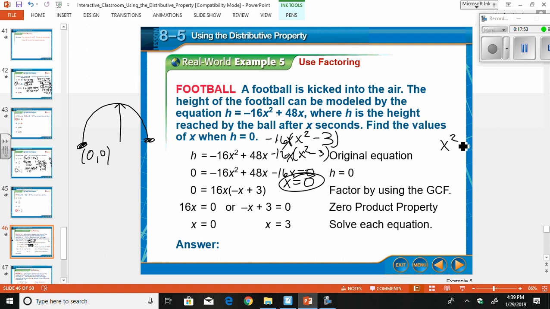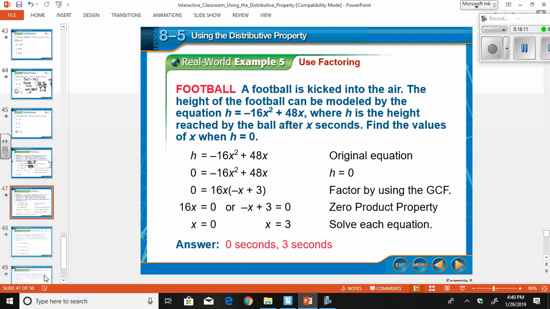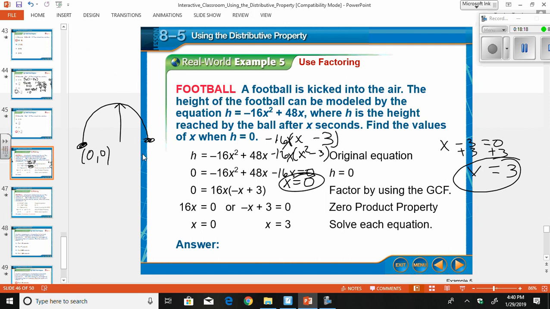And then x minus 3 equals 0. Add 3. So we get x equals 3. So it's saying at 3. So we have an answer of 0 seconds, and 3 seconds is whenever it has hit the ground. So this is 3 seconds later over here. And this is 0 seconds.